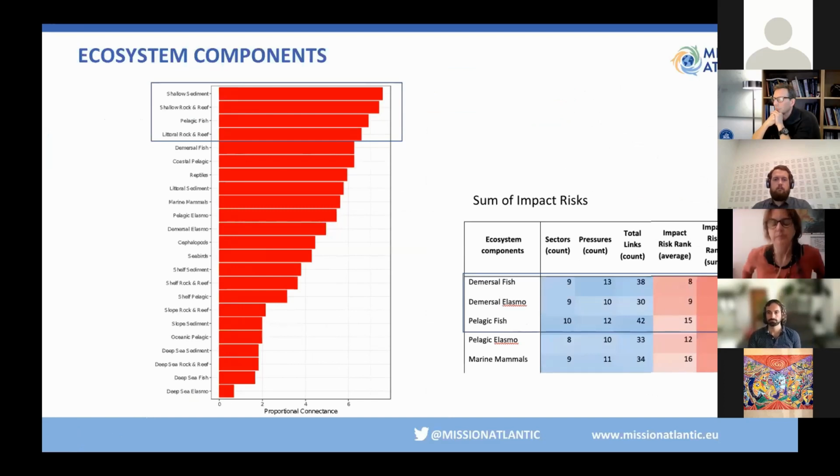In terms of the ecosystem components, the most linked ones, more connected with the others, were shallow sediment, shallow rock and reef, pelagic fish, and littoral rock and reef. And in terms of the impact risks, we found demersal fish, demersal elasmobranchs, and pelagic fish ranking the higher risks.